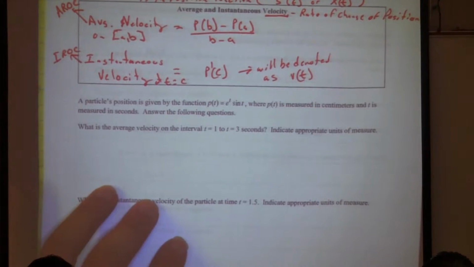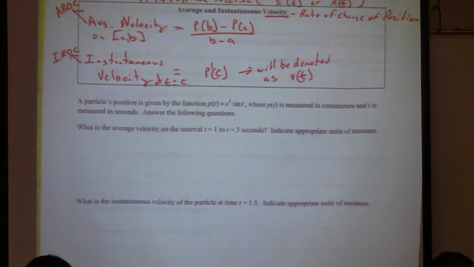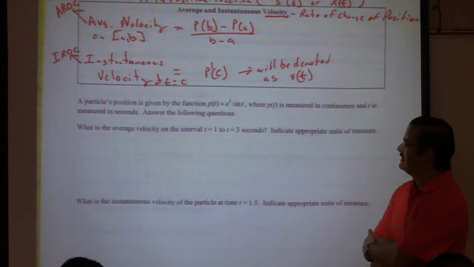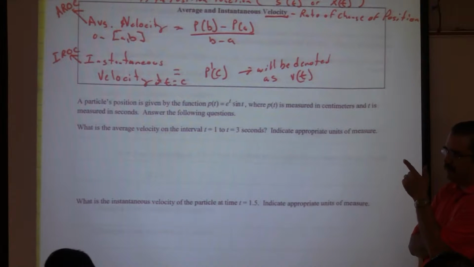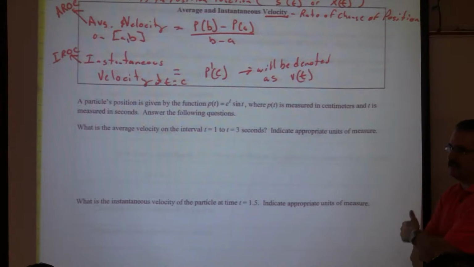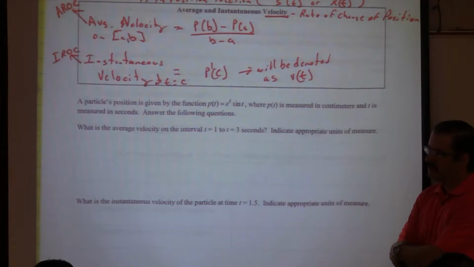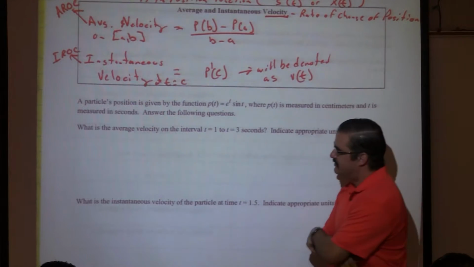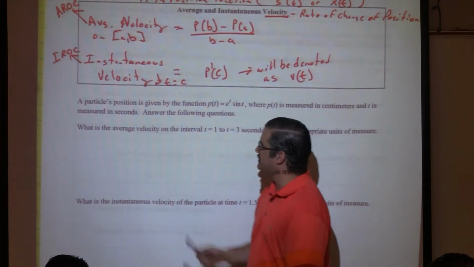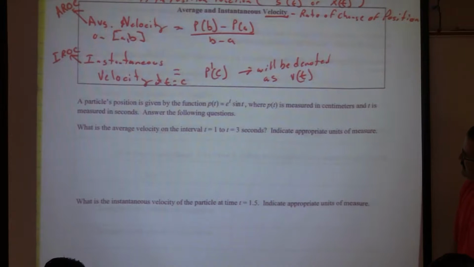Alright. So let's do an example here. A particle's position is given by the function p of t equals e to t sine of t. So that's the function of what? Is that velocity, position, or acceleration? Position. How do I know? Is it p of t? No. Because it says the particle's position is given by. Where p of t is measured in centimeters and t is measured in seconds, answer the following questions.